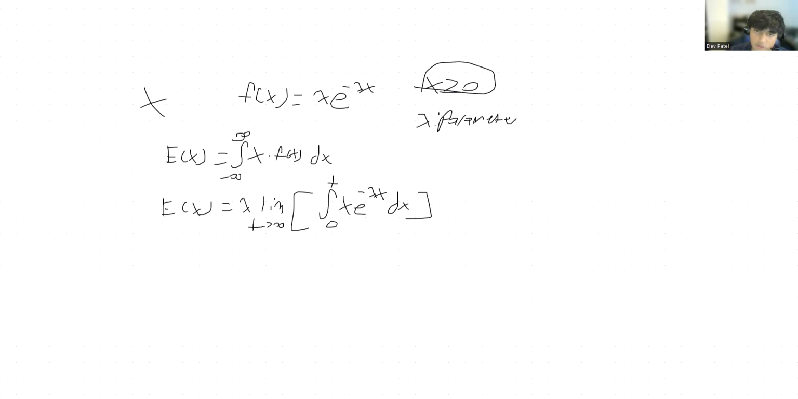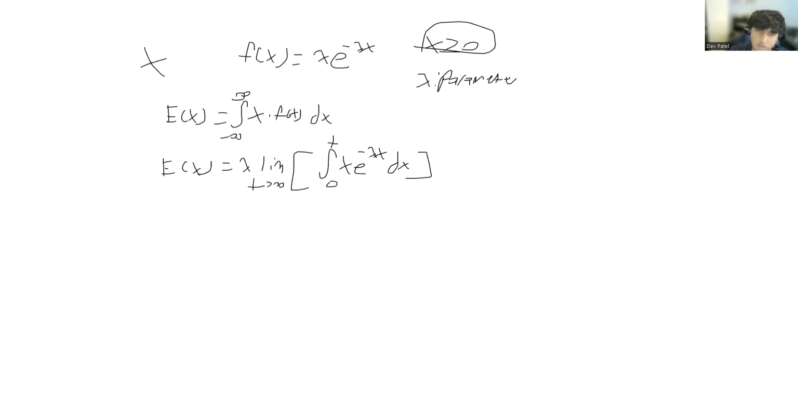Now, to integrate this requires integration by parts. So we're going to say that u is equal to x, and dv is equal to what's left, which is e to the power of negative lambda times x dx. Now, integrating both sides with respect to the corresponding variables, we get that v is simply equal to negative e to the power of negative lambda times x, all divided by lambda.